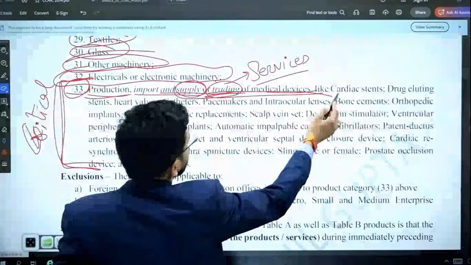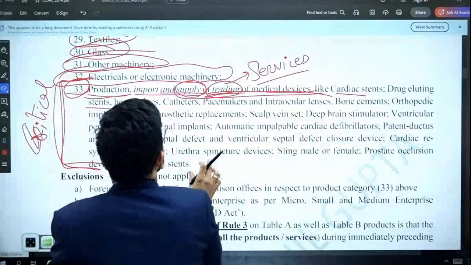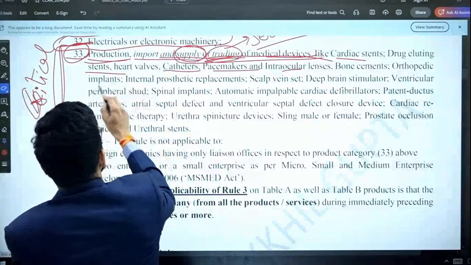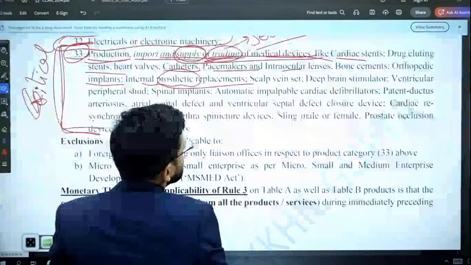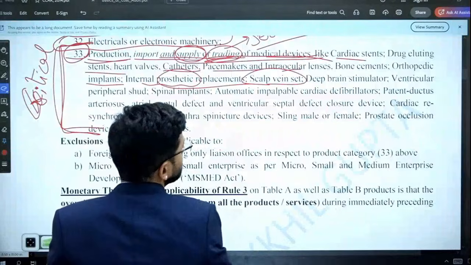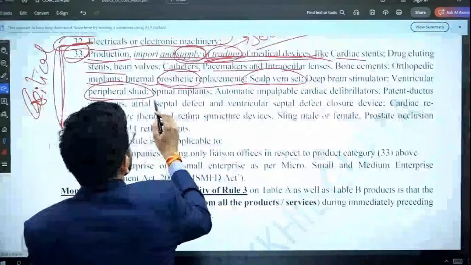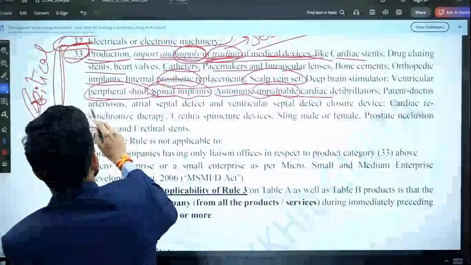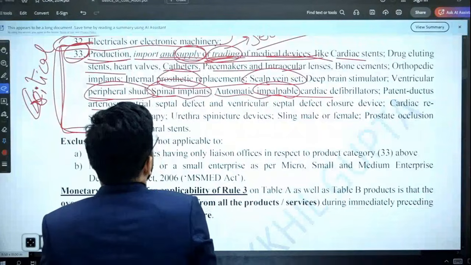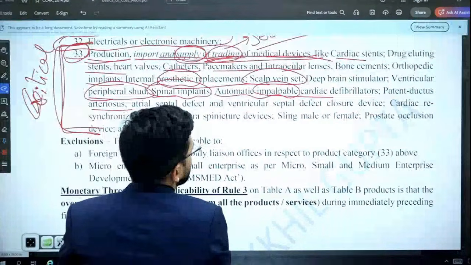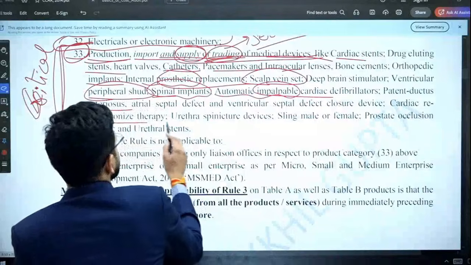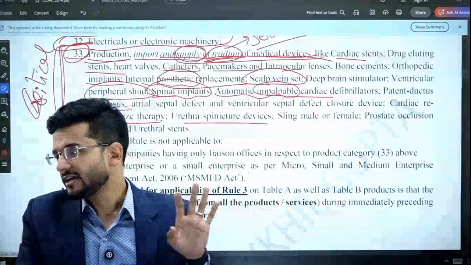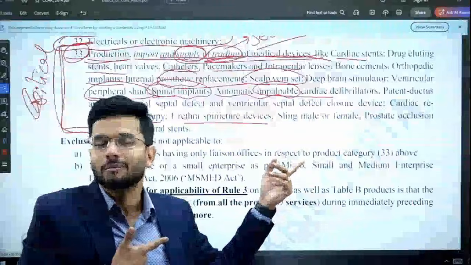So trading of medical devices like cardiac stents, drug-eluting stents, heart valves, catheters, pacemakers, intraocular lens, bone cements, orthopedic implants, internal prosthetic replacements, scalp vein set, deep brain stimulators, ventricular peripheral shunt, spinal implants, automatic implantable cardiac defibrillators, patent ductus arteriosus, atrial septal defect, ventricular septal defect closure device, cardiac resynchronization therapy, urethra, and I am really not able to pronounce the others, guys. I am very sorry. You need not pronounce all these. You need not remember all these spellings.